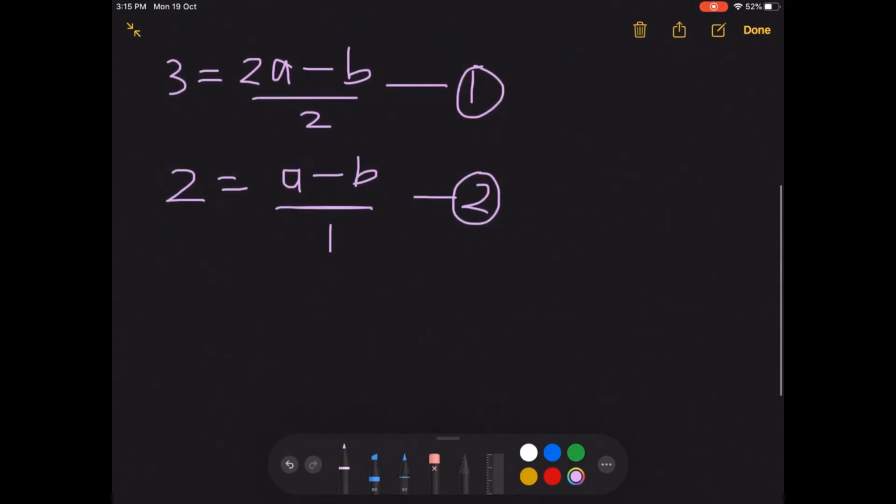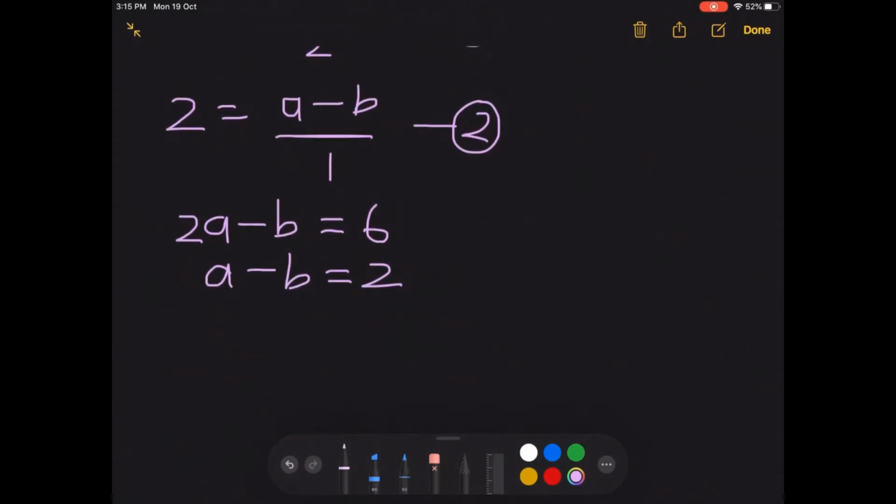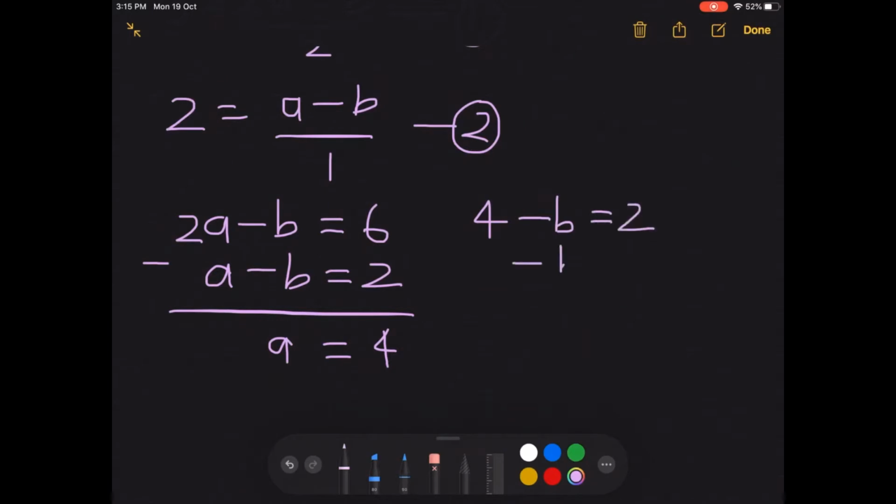So now we'll just have to do the elimination. Then from the two values, we'll just have to find one. So we just eliminate b, and then just 6 minus 2. So the value of a would be 4. a equals 4. Now just substitute the value of a, because we just need to find b. So just substitute and we'll get the answer b equals 2.